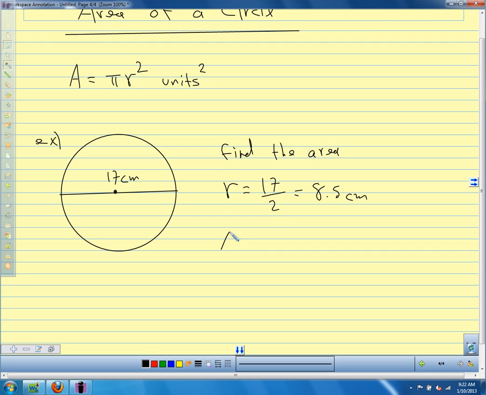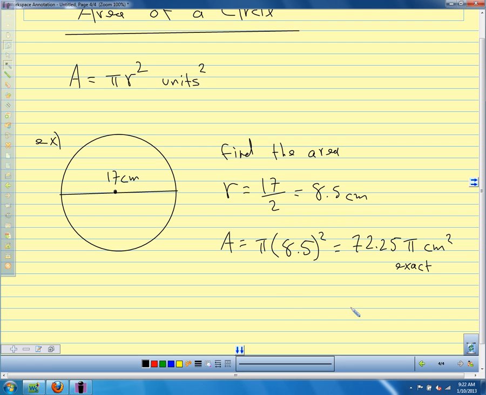The area is pi times 8.5 squared. If I want an exact answer, I'm just going to square 8.5. In my calculator, I'll square 8.5, and I get 72.25, and I'm going to leave pi there. And my units are going to be centimeters squared. So this would be my exact answer, or my answer in terms of pi.